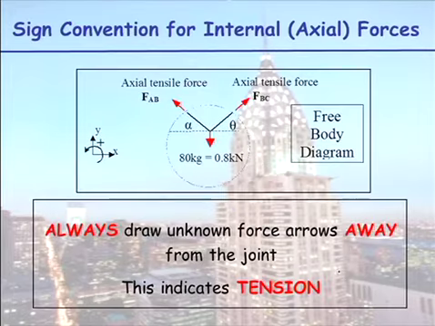So, things to note here: when you draw these unknowns, always draw the arrows away from the joint. An arrow drawn away from the joint indicates a tension force. If you get a positive value, you know it's a tension force. If you get a negative value, that's the maths telling you it is a compression force in that member.